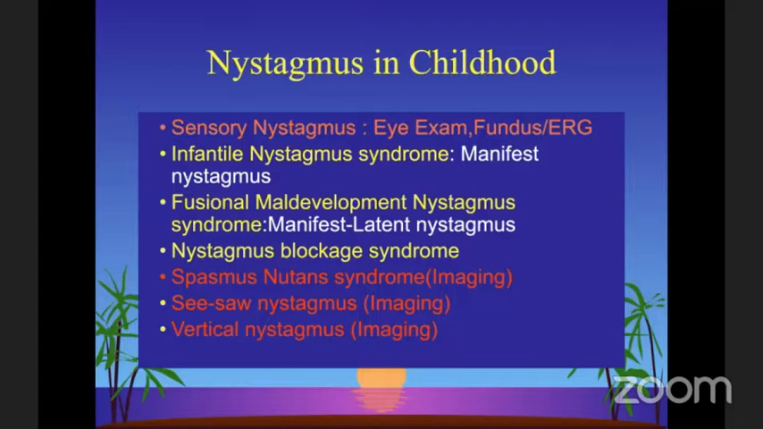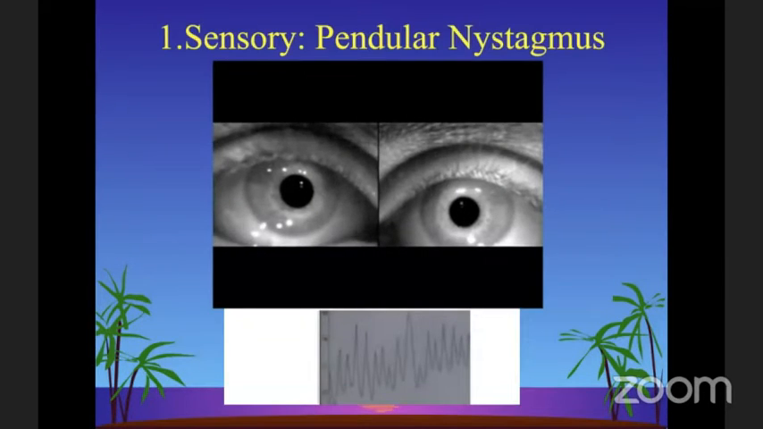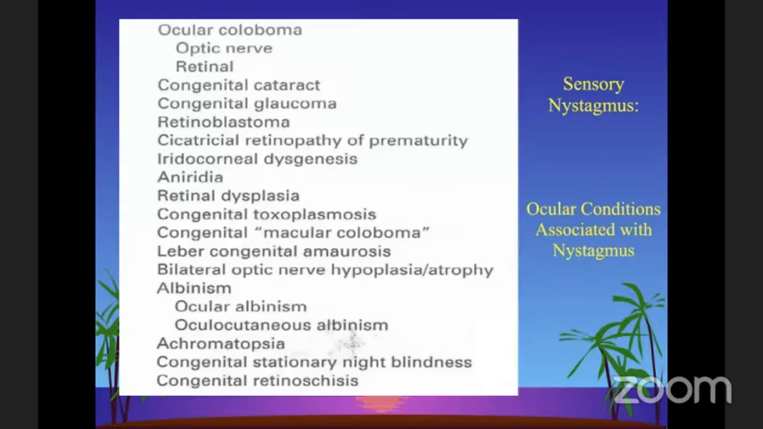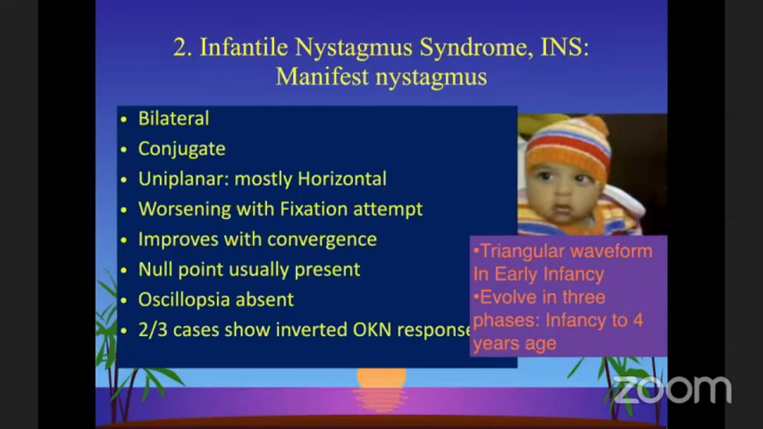There are some others which are marked in red because you need to remember that spasmus nutans, or a seesaw nystagmus, or a vertical nystagmus in a child should always require imaging to rule out an intraocular space occupying lesion or intracranial space occupying lesions. If you have a sensory pendular nystagmus, which looks like this, to and fro movements, they are going to have some problem in the retina. So look for the fundus and order an electroretinography or an EOG to find out the cause.